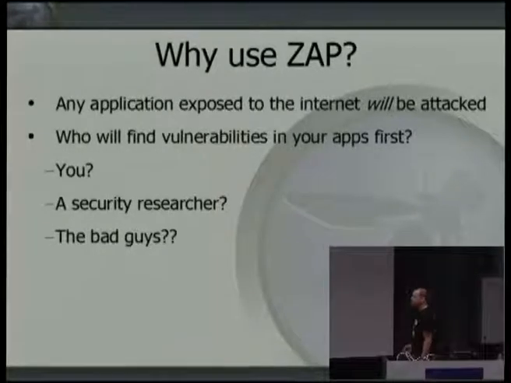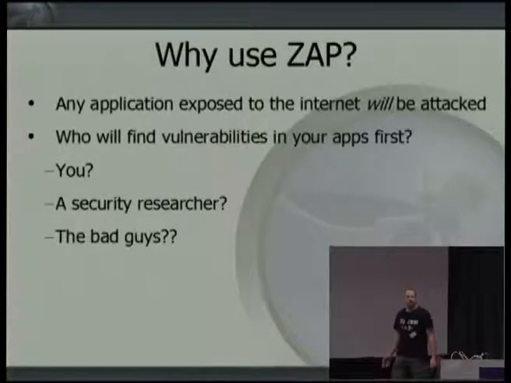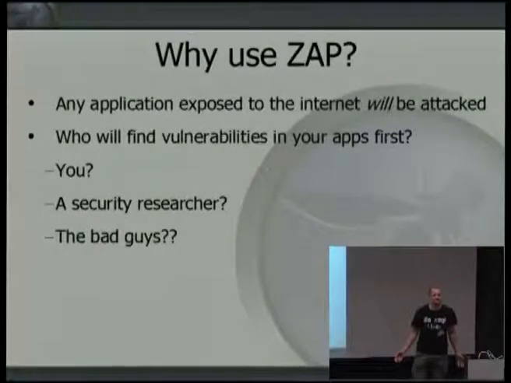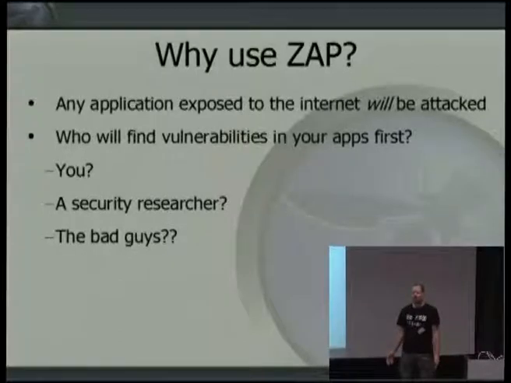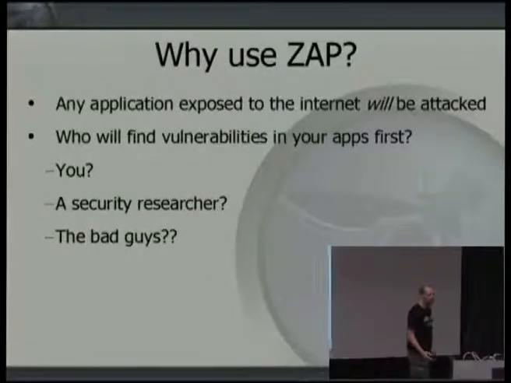And it could be a security researcher, which is good as long as they tell you, give you some warning. I mean, maybe you get some pen testers in, but if you're writing open source software, you probably can't afford to get pen testers in. Or it could be the bad guys, which is, of course, the worst case. The best case is that you find them, and you find them early.